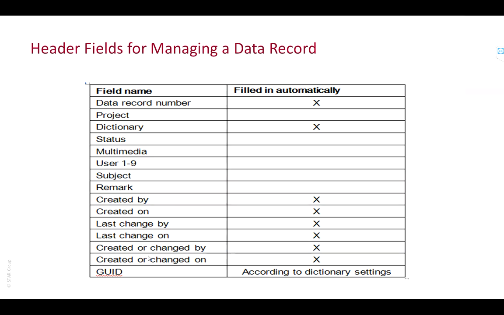Here are some header fields listed. The header fields are used for managing the whole data record. And as you can see here, some of the fields are filled in automatically. Those fields have a cross here. And these are data record number, dictionary, so the name of the dictionary that the entry belongs to, and who created the entry, when it was created, and when it was last changed. And the other fields can be filled in manually, but they don't all have to be filled in.